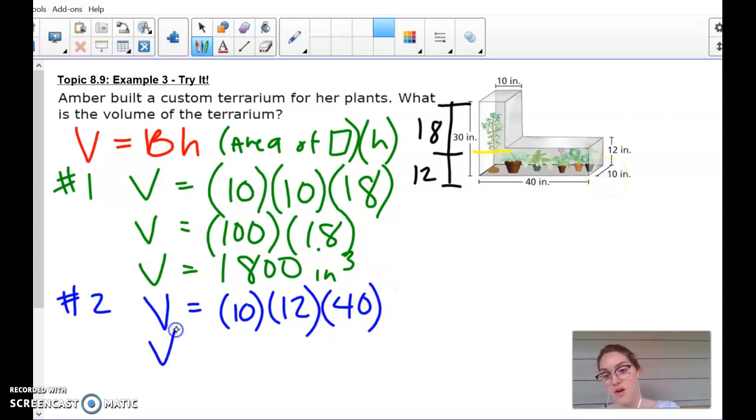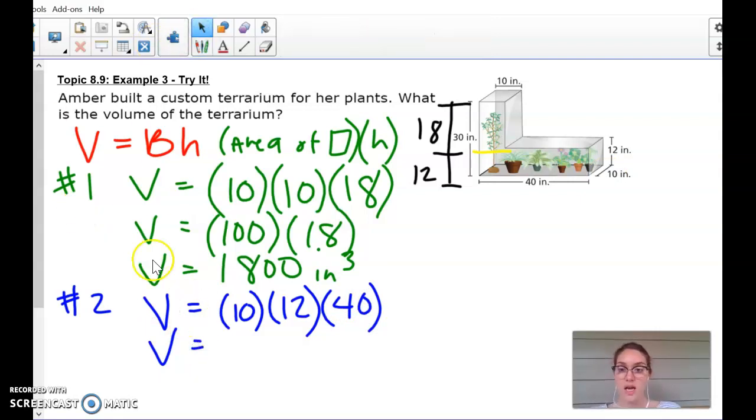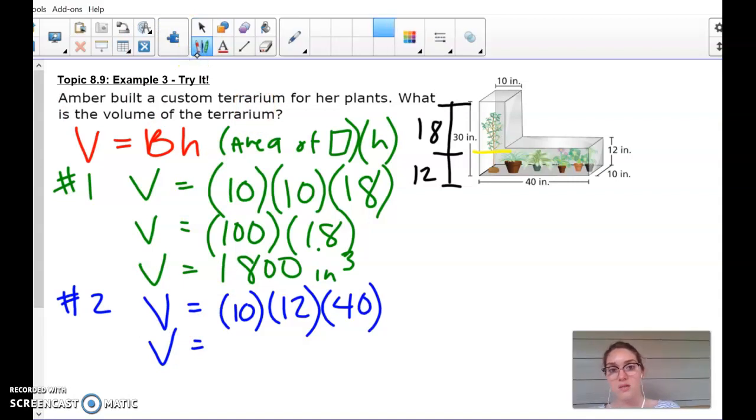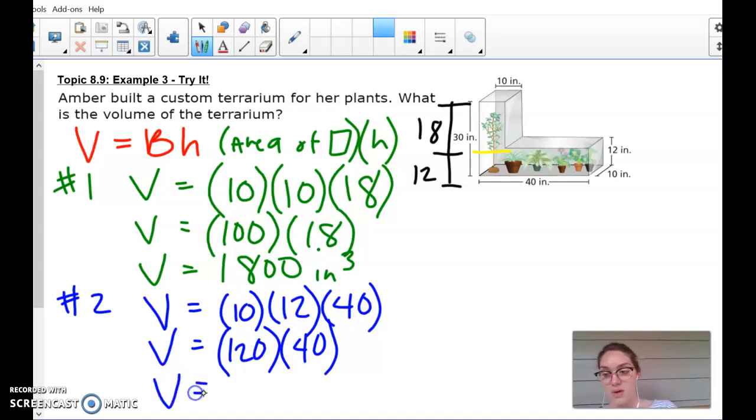All right, so our volume is equal to 10 times 12. 10 times 12 is going to be 120 times 40. 120 times 40, volume is 4,800 inches cubed. We have to put commas as 1,000 separators.